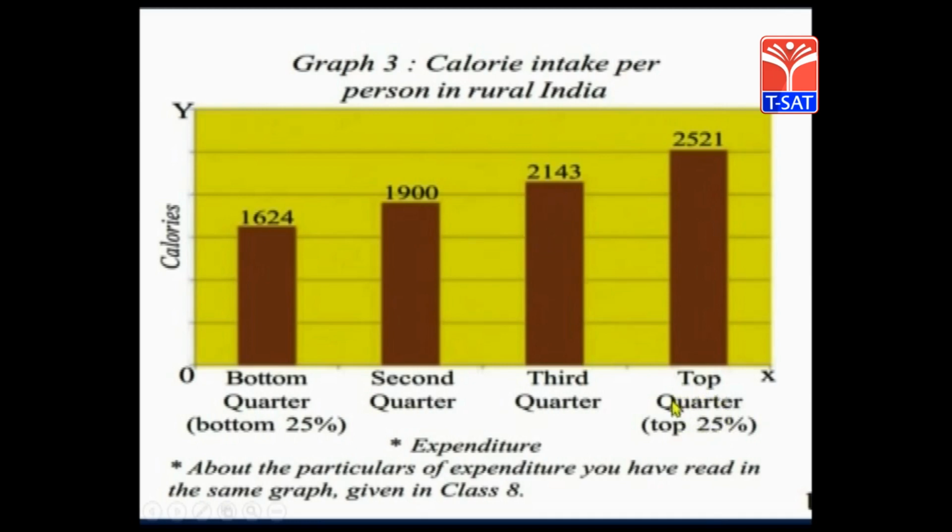Whereas the top quarter, that is the rich people, the top 25%, consume kilocalories more than the standard, that is 2521. So what do you understand? That nearly 75% of the rural population doesn't consume the required nutritional food, isn't it? And the top quarter, the rich class, consume more than the required quantity. So I hope you have understood, children. Let us go to the next.